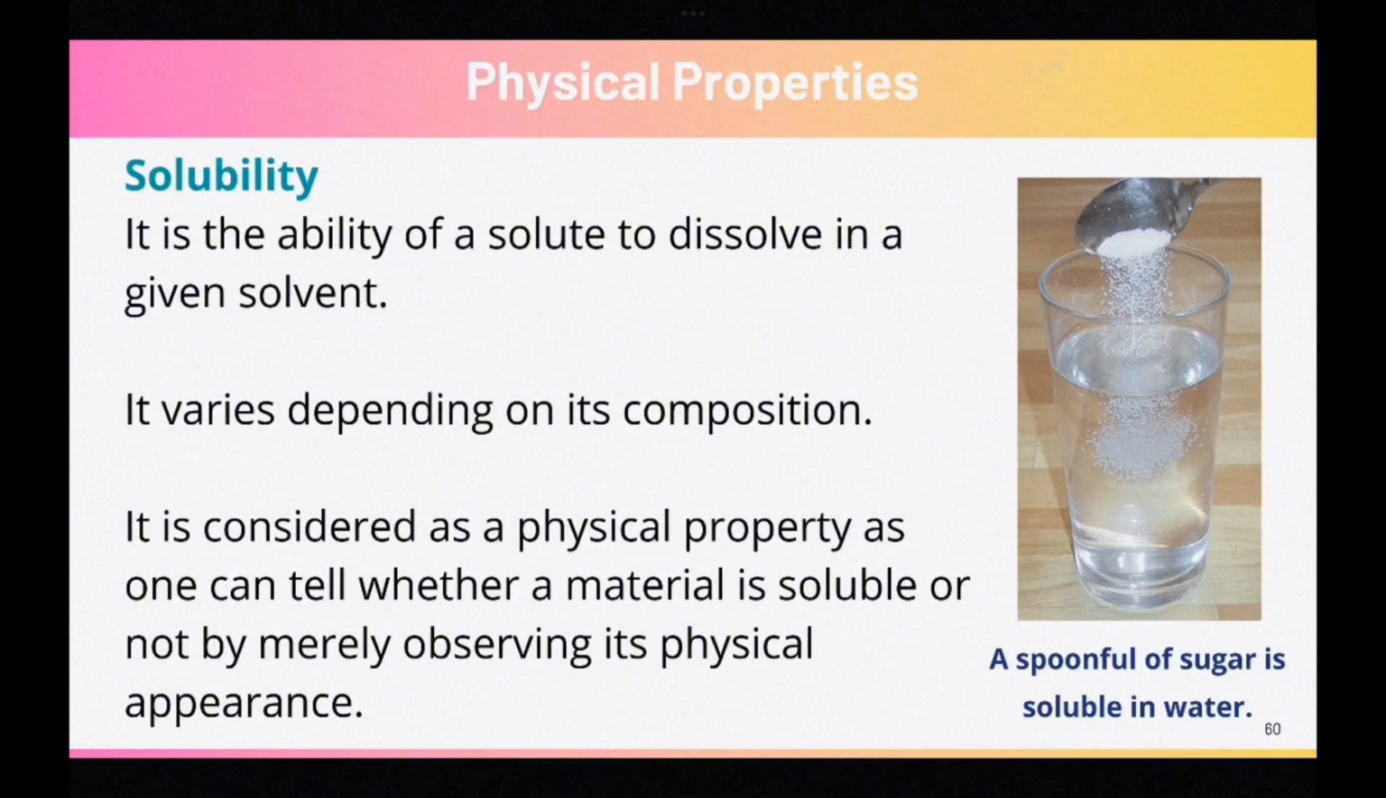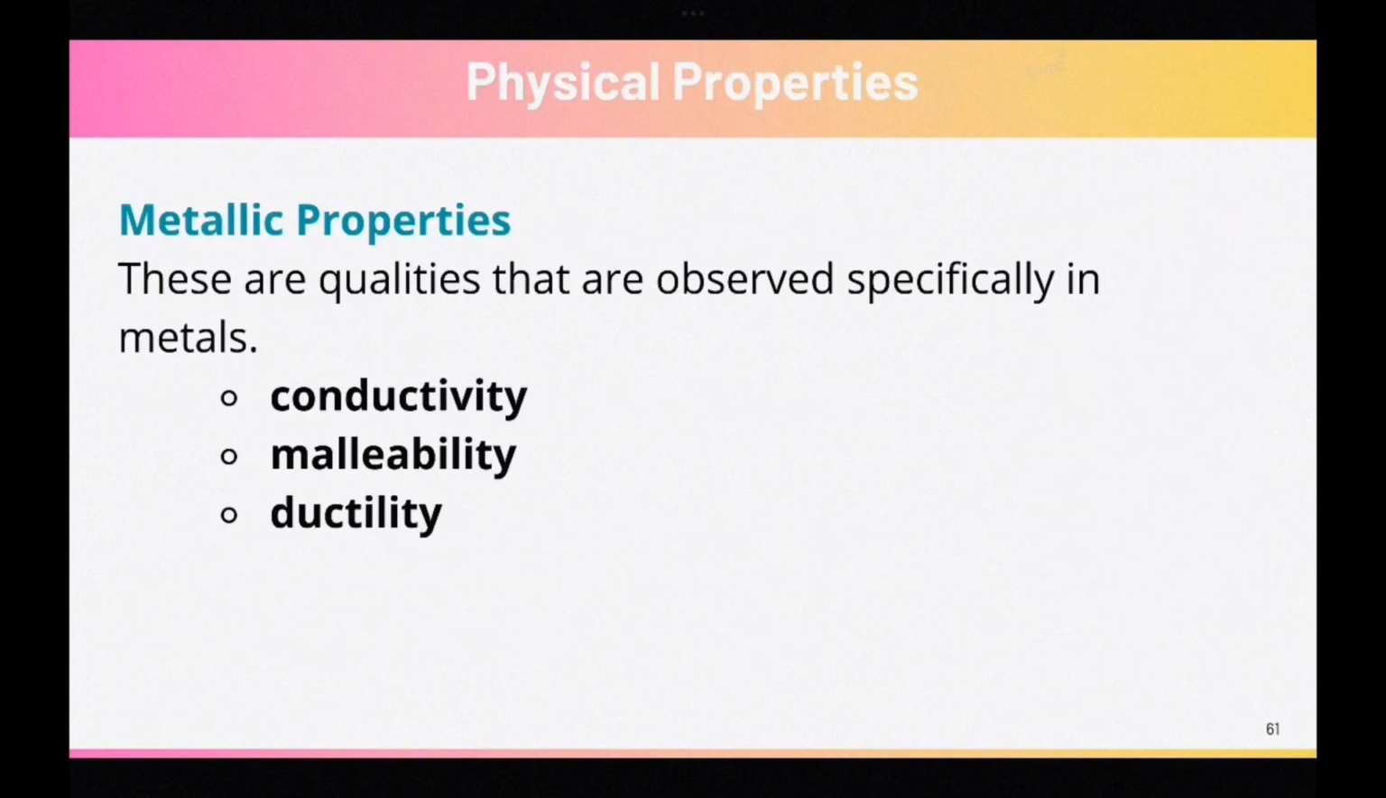It means it dissolves. Another example is when you make a drink, a coffee, such as 3-in-1 coffee or a black coffee or any chocolate drink that you try to dissolve in a solvent. So you have your coffee mix and then you have water and you try to dissolve it. Definitely that is solubility. Then we have three metallic properties: conductivity, malleability, and ductility.